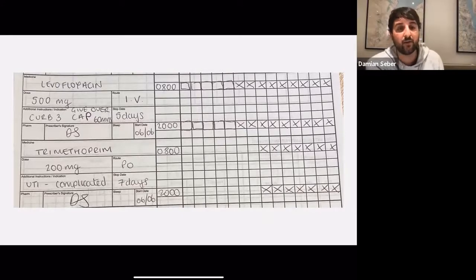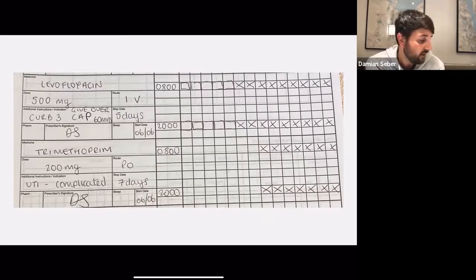It's a 5-day course for levofloxacin minimum, but if you don't want to specify 5 days because you're unsure, you could just write review in 48 hours, because most IV medications will be reviewed at that point to see if you can switch to oral, and that would be a correct prescription. So that's fine, but make sure you've got your start date and your signature as well.